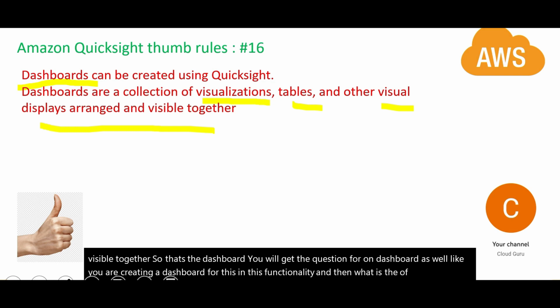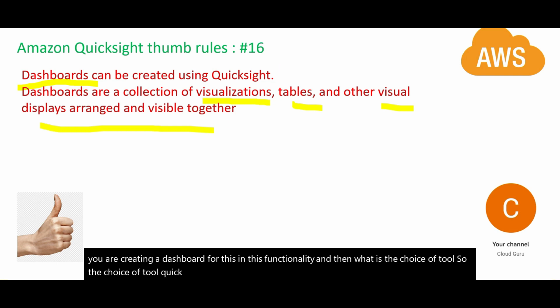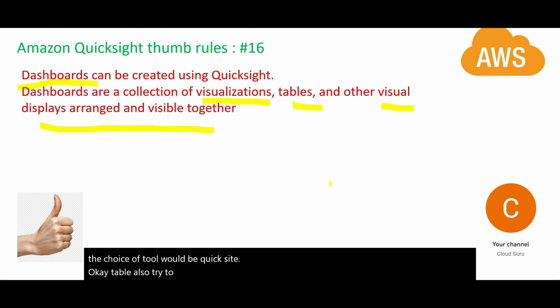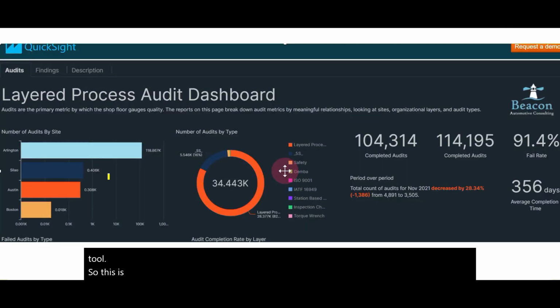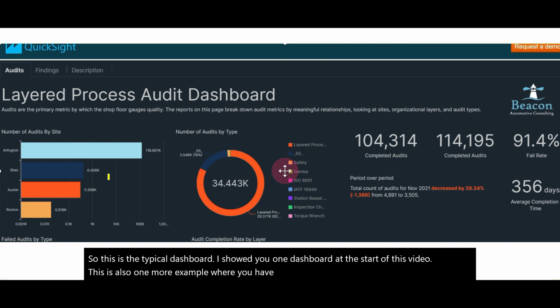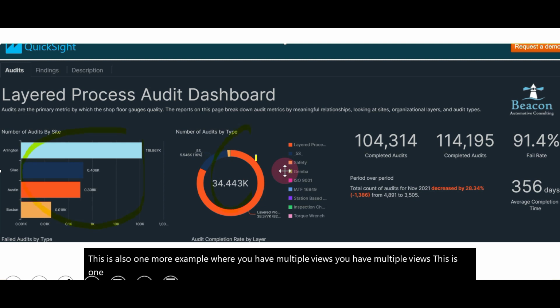So the choice of tool would be Quicksight. They would also try to confuse you with CloudWatch metrics or some other tools, but this is the tool. This is the typical dashboard. I showed you one dashboard at the start of this video. This is also one more example where you have multiple views. You see this? You have multiple views. This is one view. This is one view. Then you have these views where you are plugging the KPIs at the aggregated level.